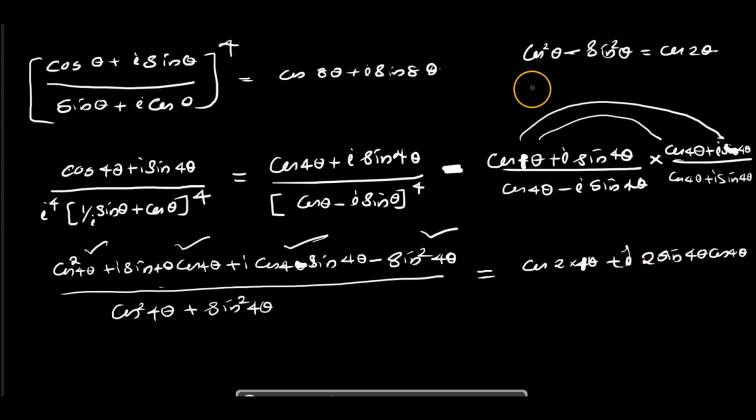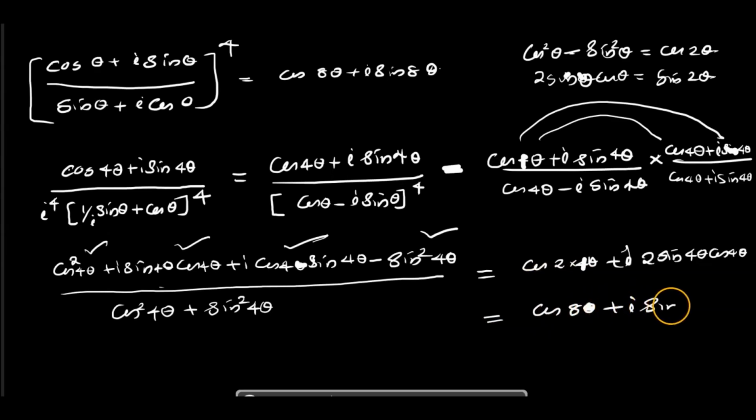Also we know that 2 sin theta cos theta is sin 2 theta. So the denominator is 1. So this is cos 8 theta plus i sin 2 into 4 theta, that means 8 theta. So cos 8 theta plus i sin 8 theta is the answer.